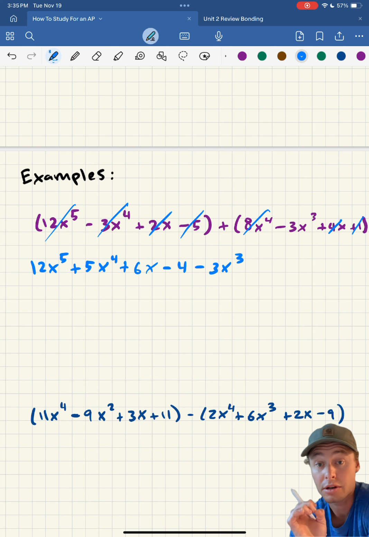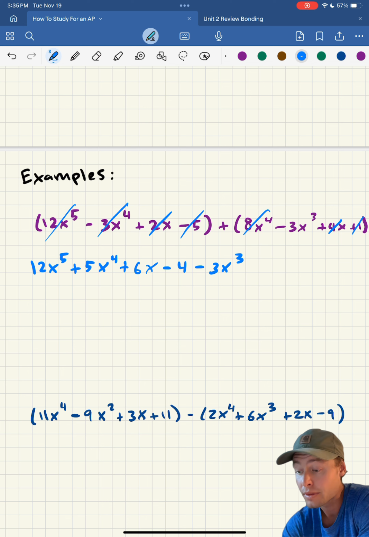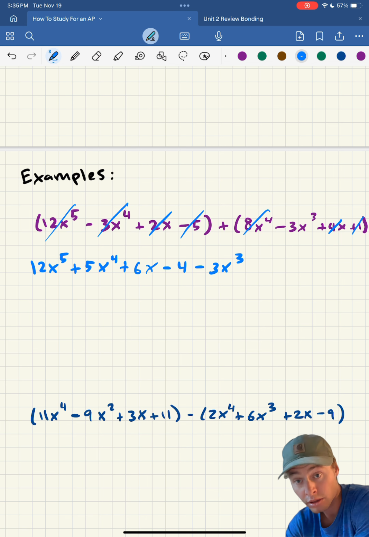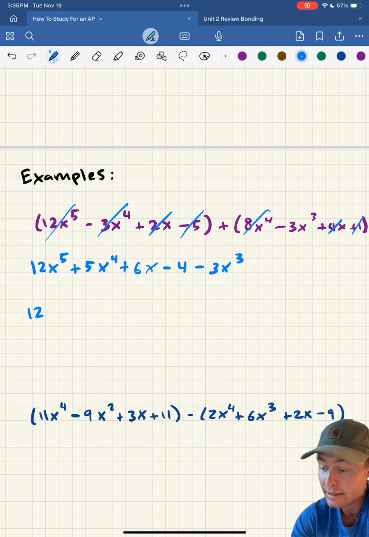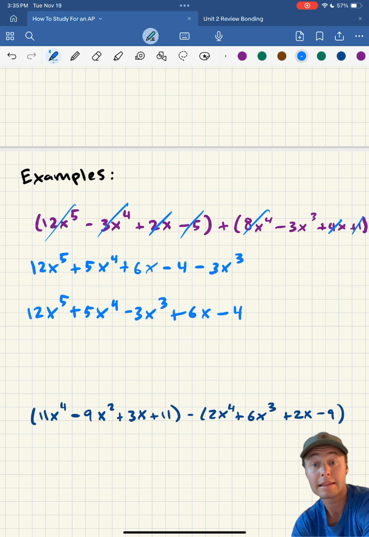Now there's something I want you to note. This is not in its most proper form. To have a polynomial written in the most proper form, you want to have it in decreasing order from highest exponent to lowest exponent. Okay, so I'd want to rearrange this and make it 12x to the fifth plus 5x to the fourth minus 3x cubed plus 6x minus 4. Notice how I brought that 3x cubed right after the x to the fourth to make it in order of decreasing. Okay, that's called standard form.